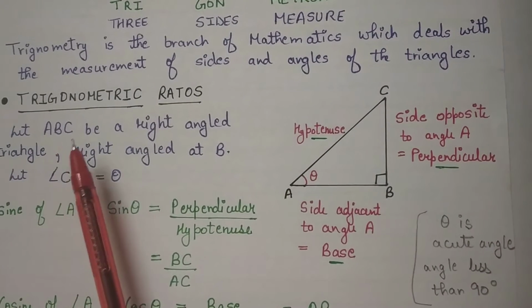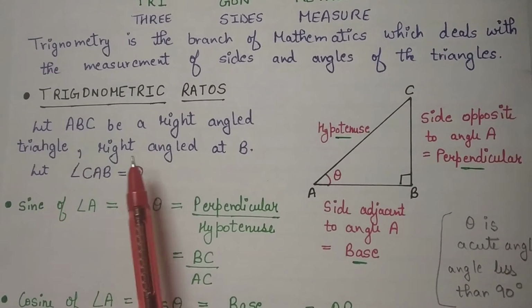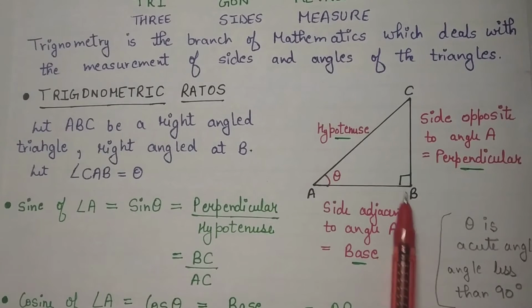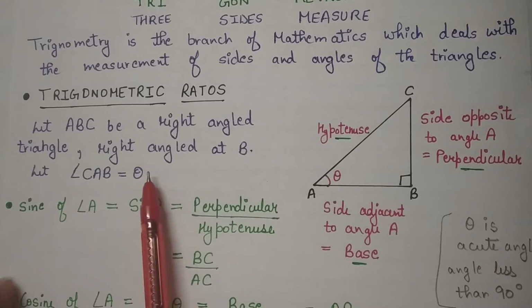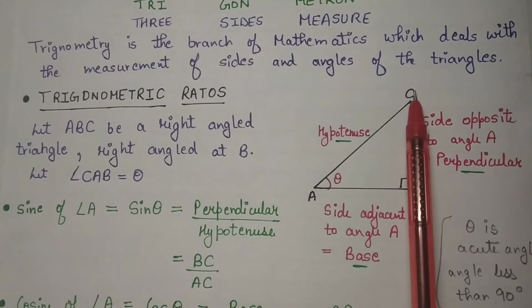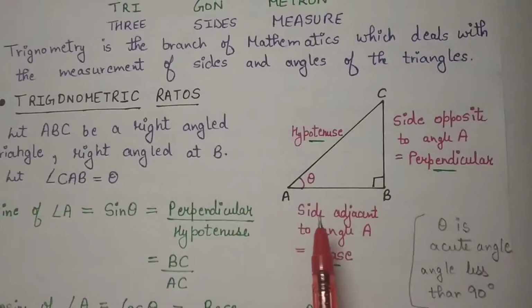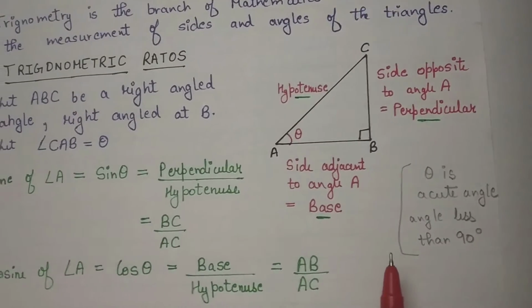Now, let ABC be a right angled triangle, right angled at B. This is 90 degrees. Let angle CAB be equal to theta. CAB means this angle A is theta. Here I am taking this theta as an acute angle, that is less than 90 degrees. I am not taking obtuse angles.